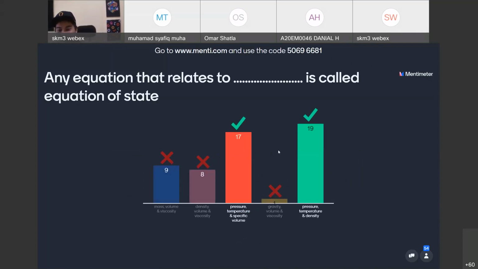Yes, 17 got it right: pressure, temperature and specific volume. Remember that any equation that relates pressure, temperature, density or specific volume is the equation of state. Please don't choose mass volume as viscosity. Next.